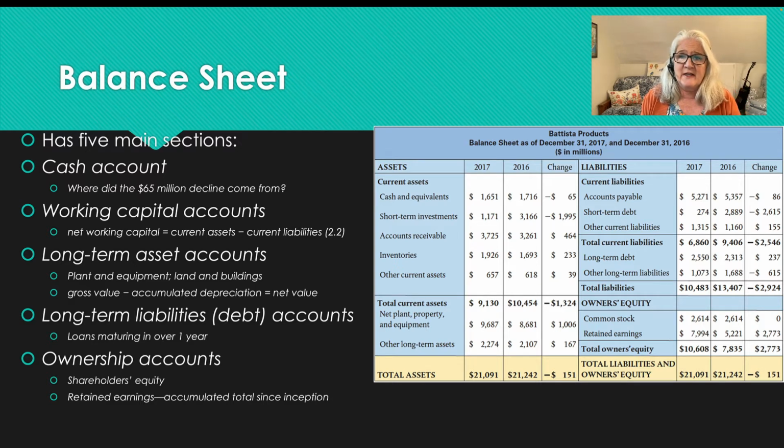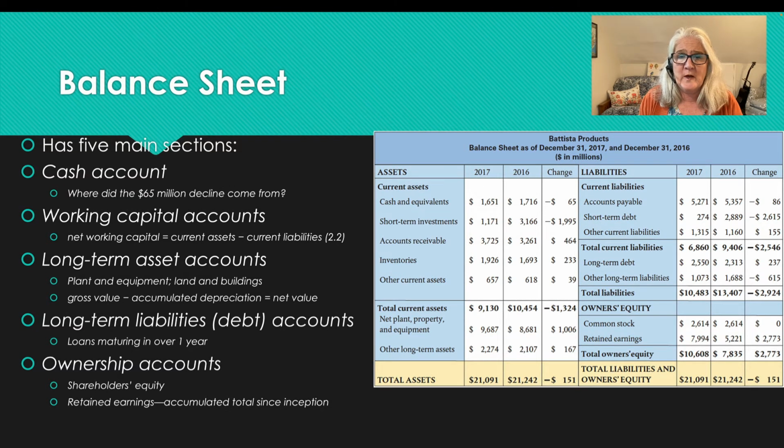And on the liabilities side, you also have current liabilities, which are those debts that are coming due within a year. So accounts payable, the money that you owe to your supplier. Short-term debts, if you have like a credit card or a line of credit. Other current liabilities, right? So your working capital is defined as current assets minus current liabilities. And we're going to be looking at working capital a lot later in this unit.